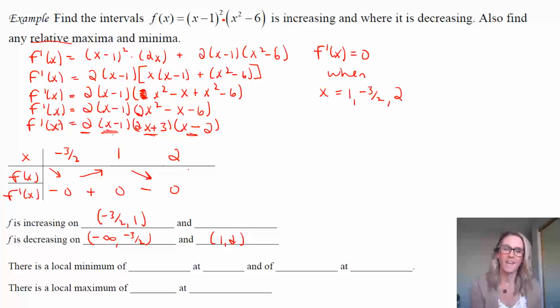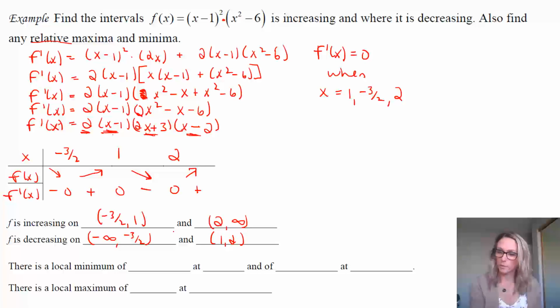And then if we pick something big like 10, x equals 10, and we plug it into our derivative, we're going to have positive, positive, positive, positive. All those positives multiplied together are still positive, and so that tells us we're going to be increasing after 2. So from 2 to infinity, we are increasing.